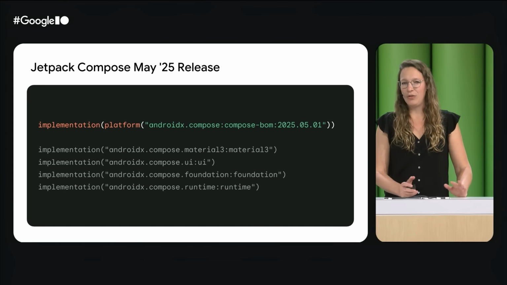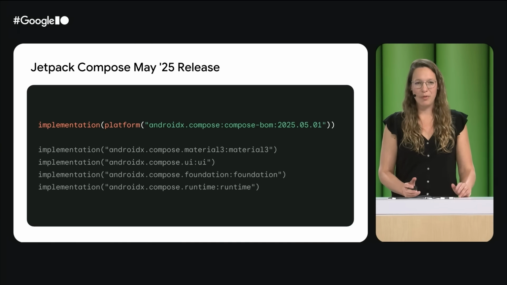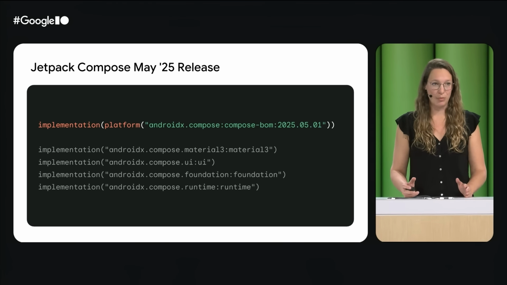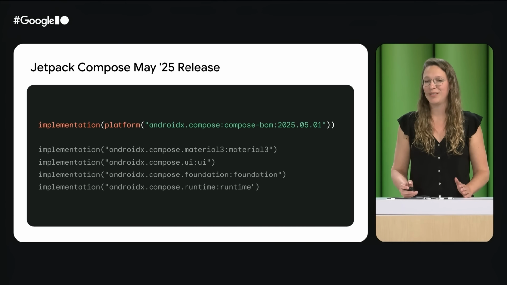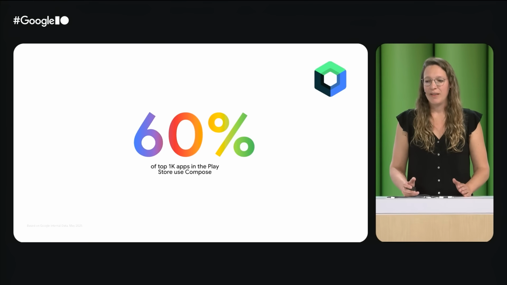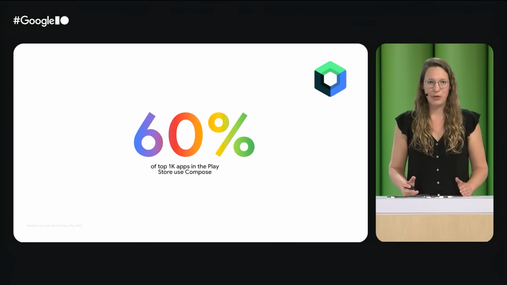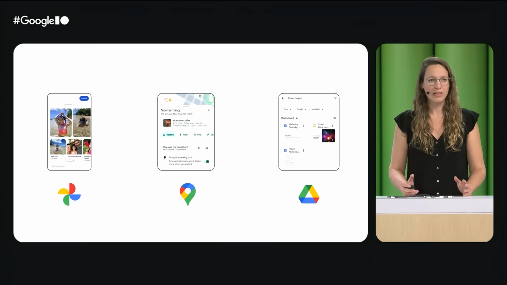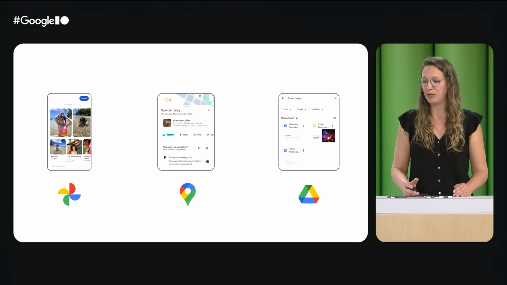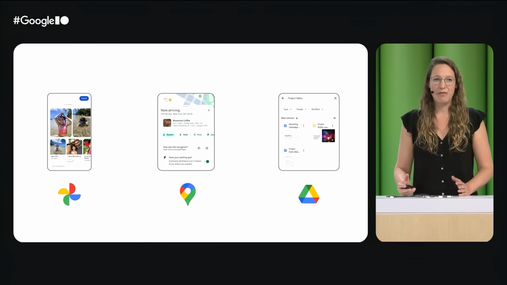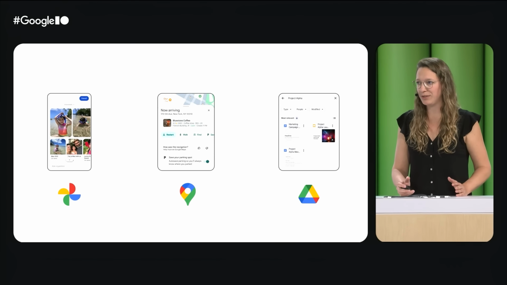So between these new features that I just mentioned and the performance updates, now really is a time for you to prioritize upgrading your Compose version and get access to all of these added benefits. Now, remember that I said that 60% of the top 1,000 apps are using Compose? Several of those are actually Google apps. Google Photos, Maps, and Drive, and more have been using Compose in production for years.